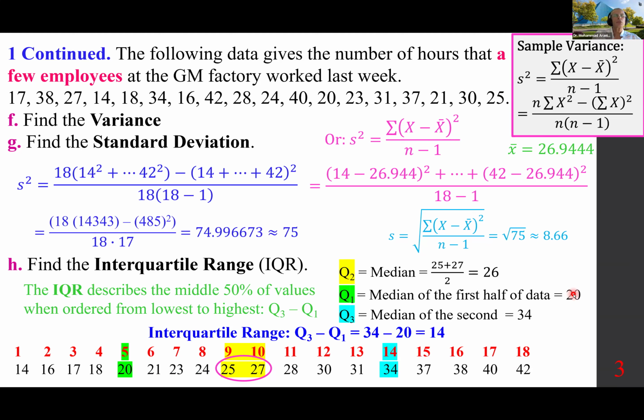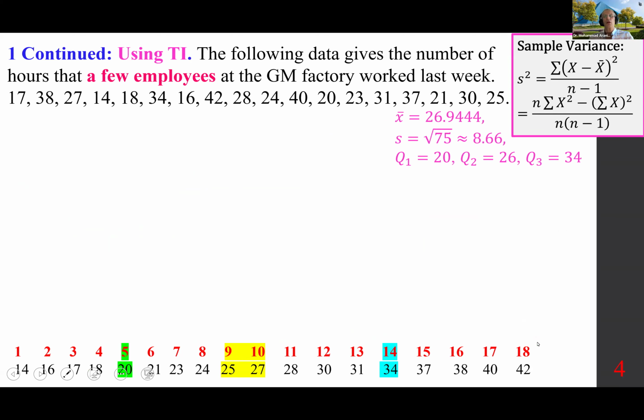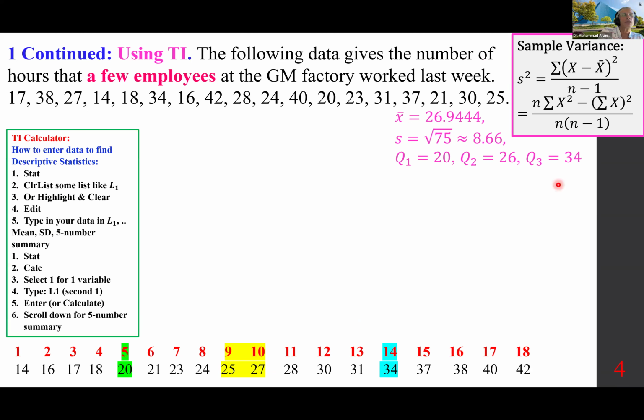It is important to know this. You need to understand the concept. However, it's mostly done by technology, especially if you have quite a few, in this case, 18 values. So we have the formula for the sample variance. We have X bar, S, Q sub 1, Q sub 2, Q sub 3. All of them are calculated already. But I want to show you how it works with the technology. If you want to use a TI calculator, first, you go with stat, clear list.